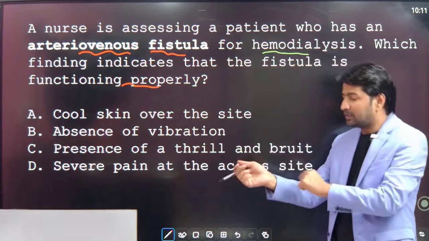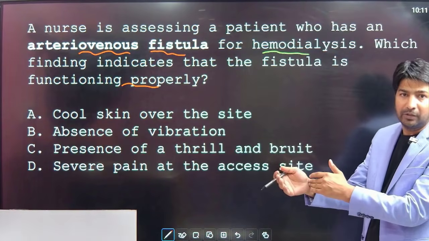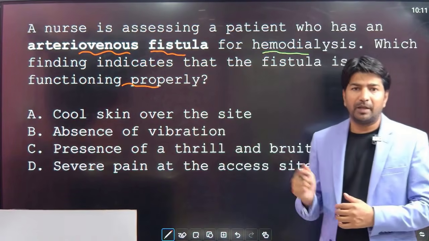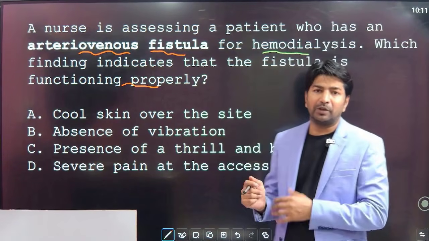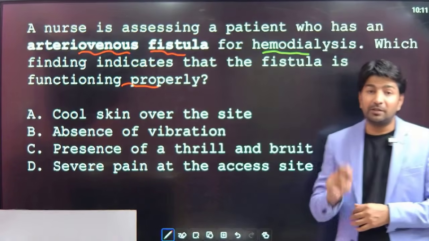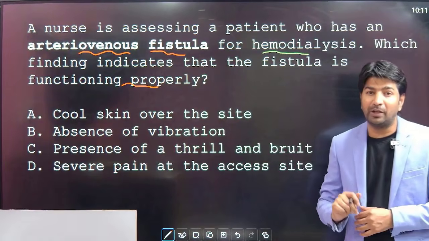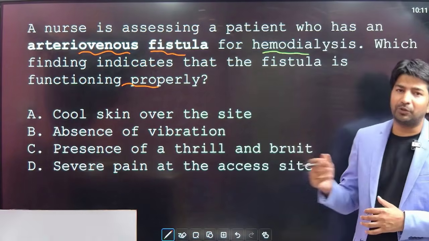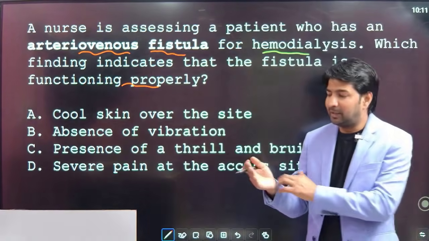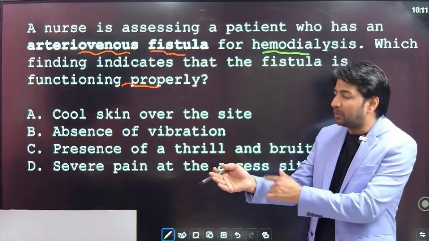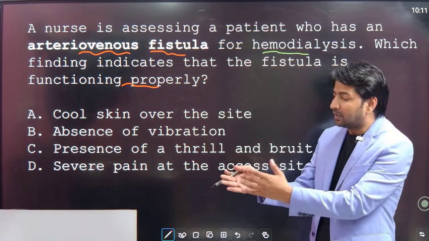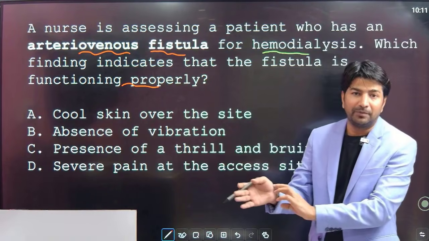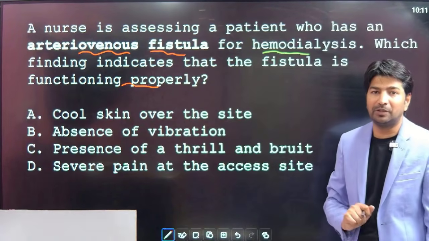If our fistula is made here and the skin further down is cool, it means the blood supply to that area has decreased. When an AV fistula is created in a hemodialysis patient, there's a chance of steal syndrome. Steal means to take away, which is why it's called steal syndrome. In steal syndrome, the skin distal to the fistula becomes cool, and there might be cyanosis. A weak pulse might be felt, meaning the pulse will feel weak. We call all of these steal syndrome.